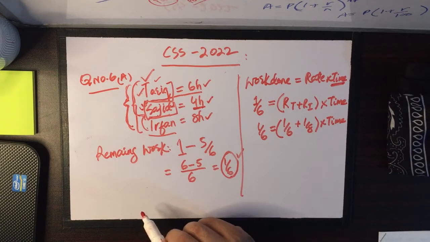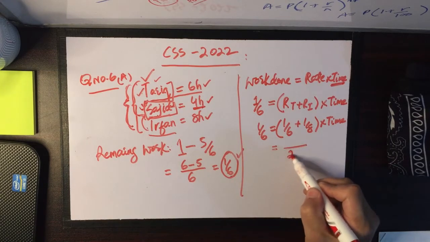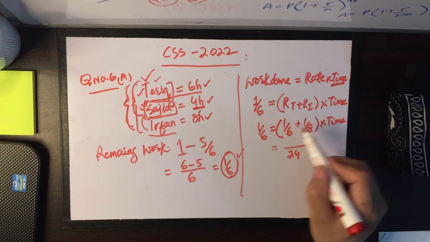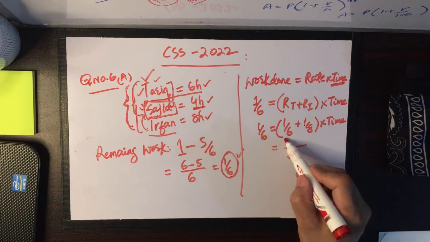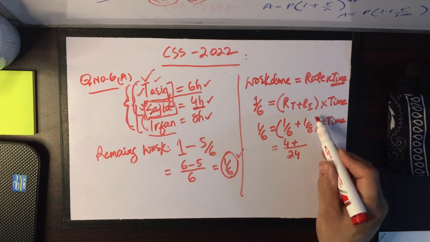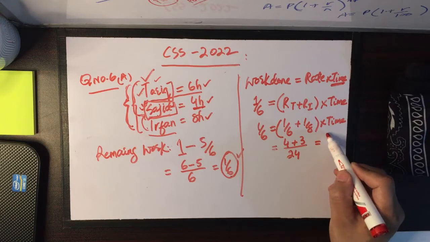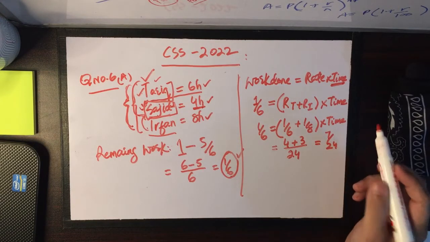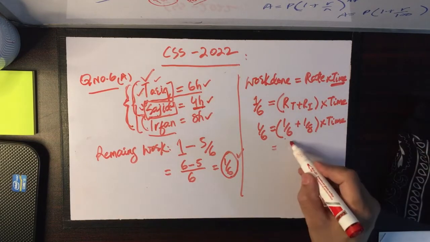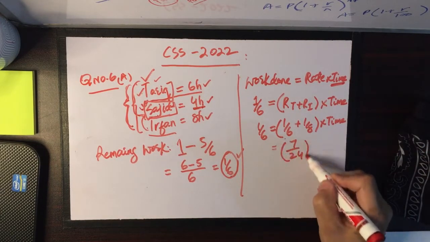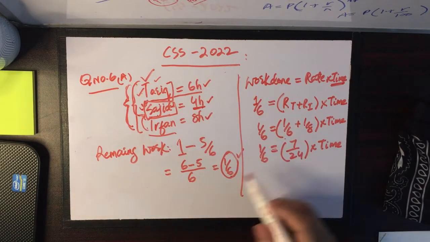So if we add these two, the LCM is 24. We'll multiply 24 with this fraction as well as this fraction. Here we get 6 1s are 6, 6 4s are 24, plus 8 1s are 8, 8 3s are 24, is equal to 7 divided by 24, alright. So what we'll write: 7 divided by 24 multiplied by time. It's 1 over 6 on the other side of the equality.